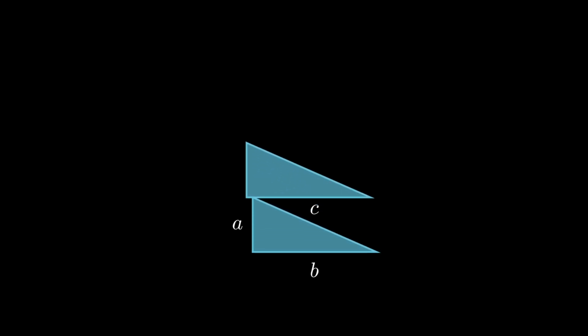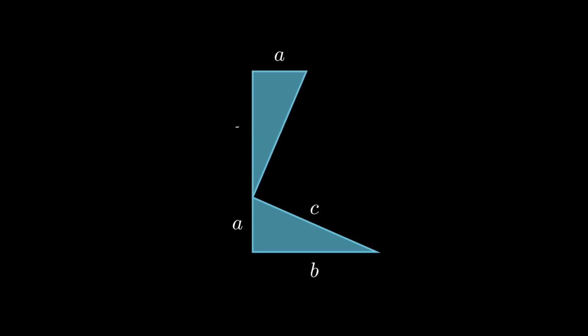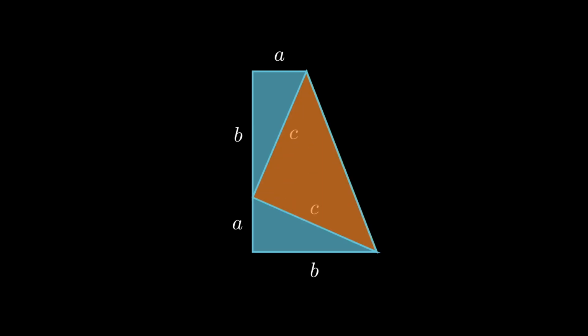Our next proof was discovered by US President James Garfield. We start by drawing a right triangle, and once again we'll call the short leg A, the long leg B, and the hypotenuse C. Then we make a copy of this triangle and we shift it and rotate it by 90 degrees so it ends up here. Next, we'll draw a line like this, forming a third triangle. These three triangles together form a trapezoid.